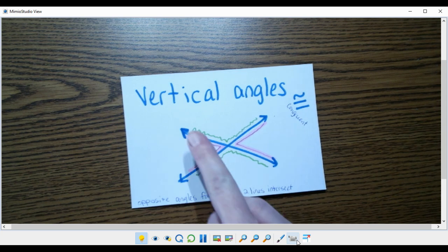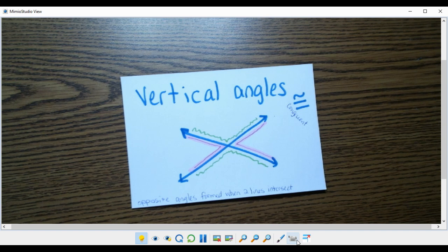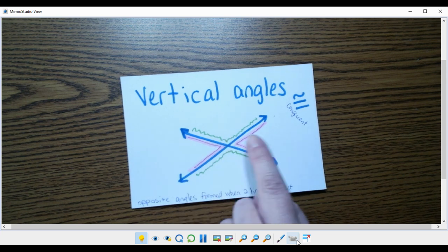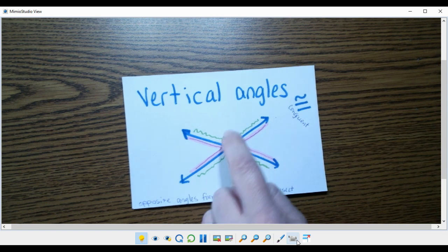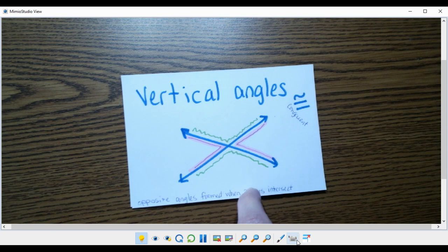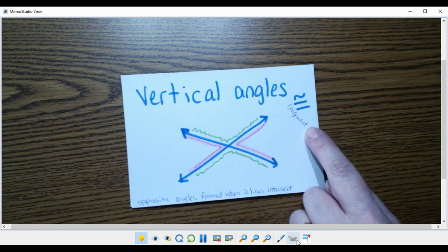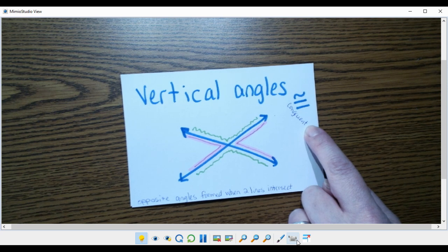If you have 2 lines that cross, they will form pairs of vertical angles. Opposite angles formed when 2 lines intersect. So if my lines cross, the angles across from each other are vertical angles. They almost look like V's, right? Similarly, the top and the bottom where I have the squiggly lines, those are a separate set of vertical angles. Vertical angles are congruent, which means they will have the exact same measurement, the same size, the same shape, everything.